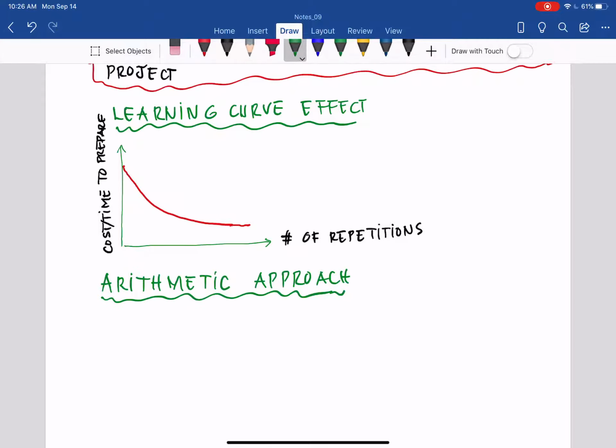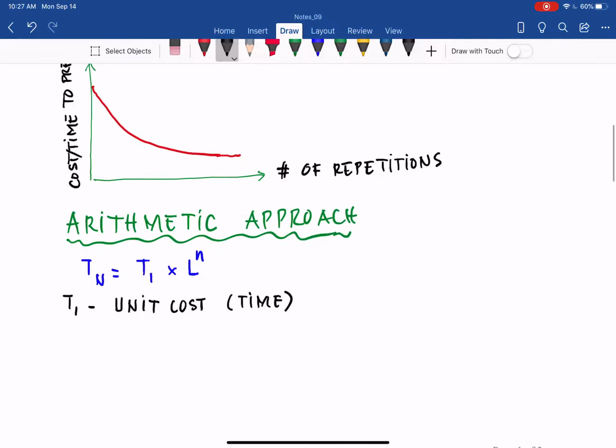And how do we realize that? There are two approaches. The first one is the arithmetic approach, and here is how it goes. The first equation for today is Tn equals T1 times L to the power n. Let's explain what that is about. T1 is the unit cost, or it can be time, depending on what factor we are looking at. As you can see on the vertical axis, it is the cost or time to prepare the first unit.